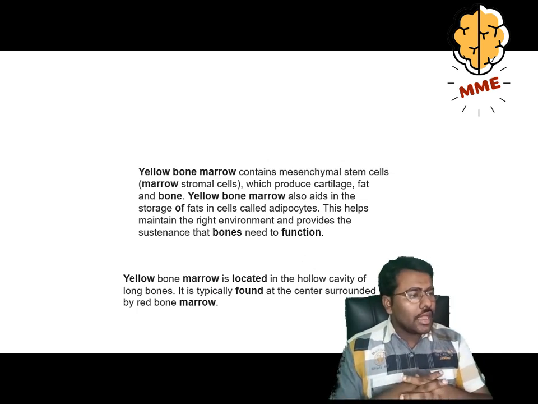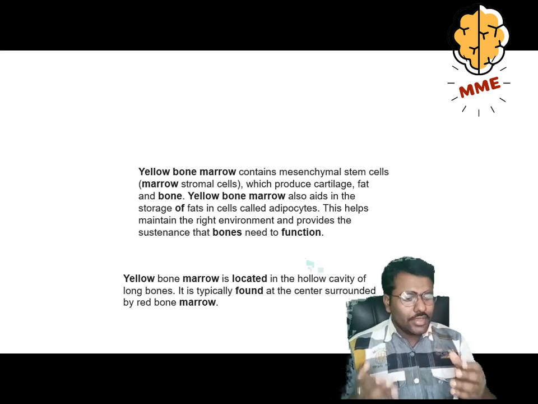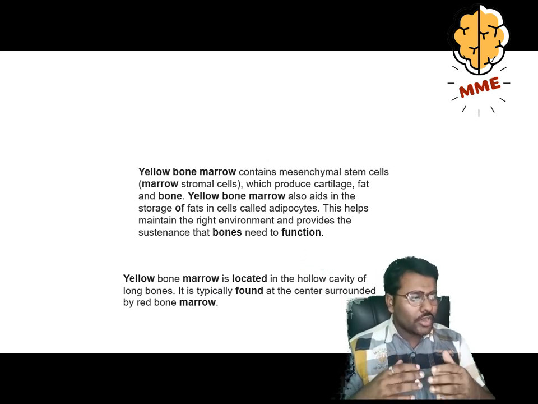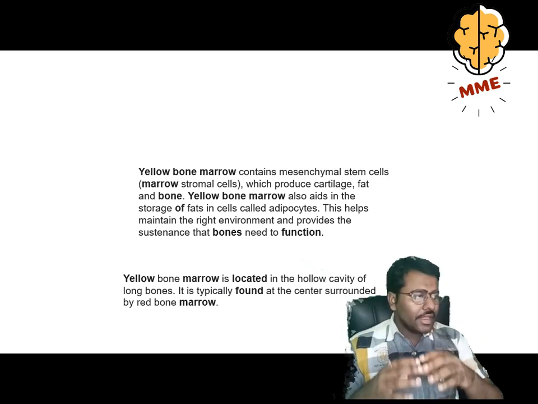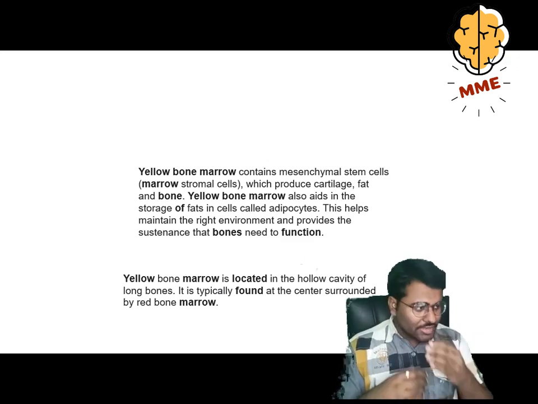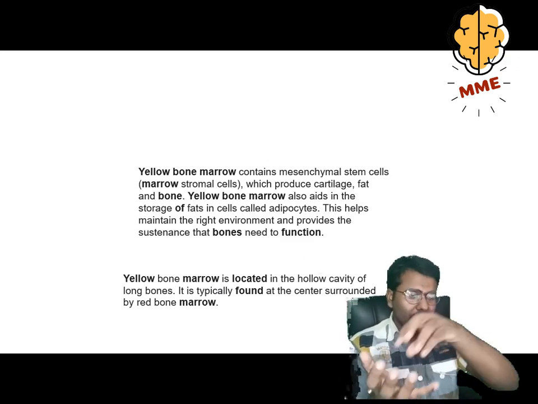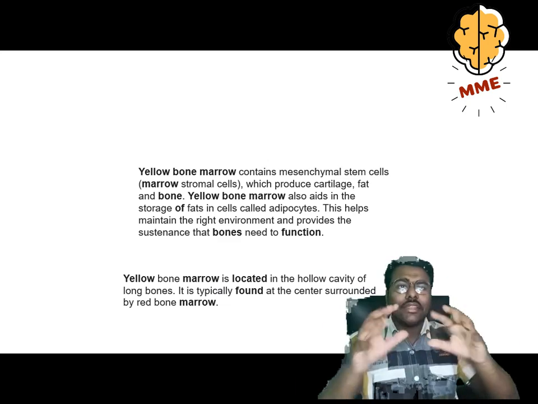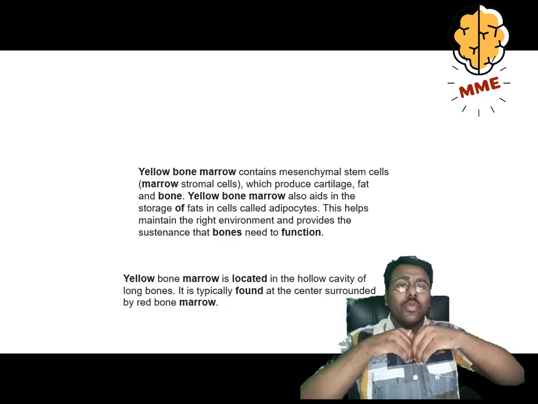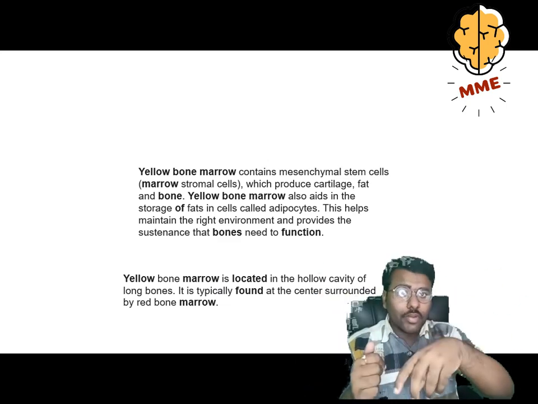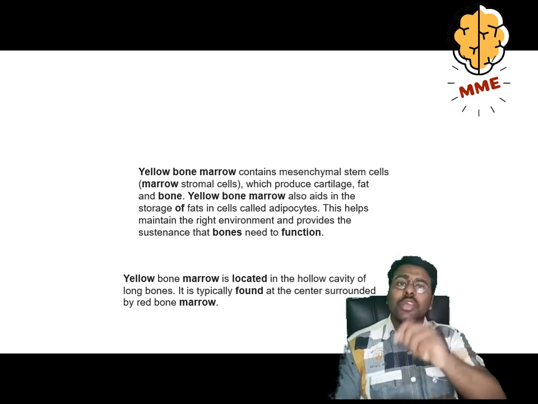Mainly the yellow bone marrow is present in the hollow cavity of the long bones, and it is surrounded by the red bone marrow. What does that mean? Typically, yellow bone marrow is found in the center, and it is surrounded by the red bone marrow. And there is an option with red bone marrow in the center but surrounded by yellow bone marrow. This is the wrong answer.